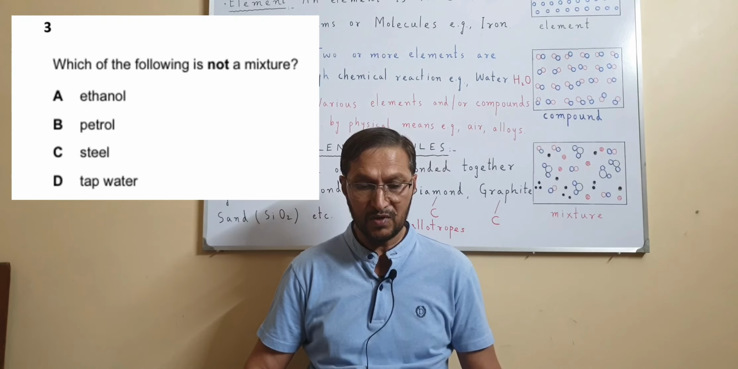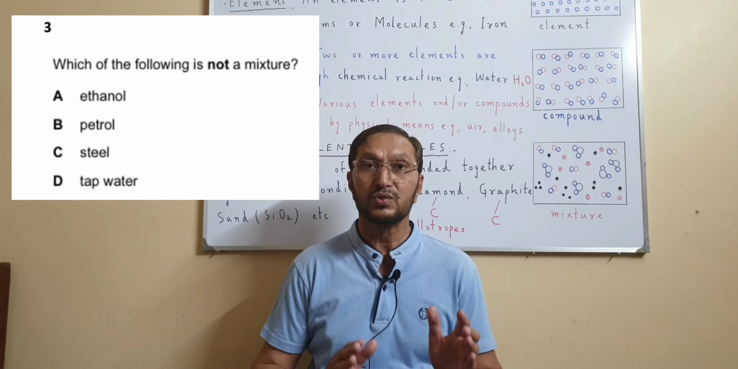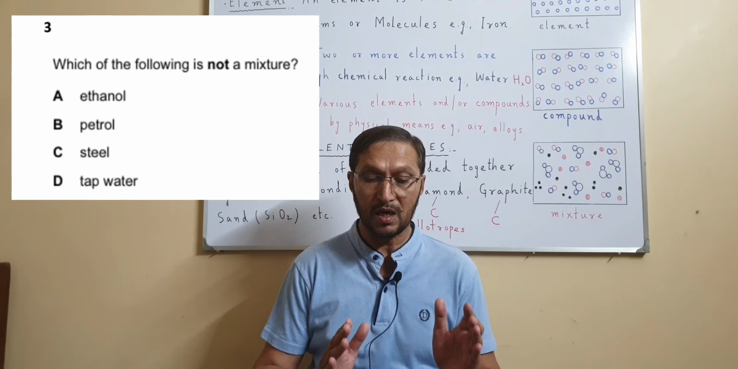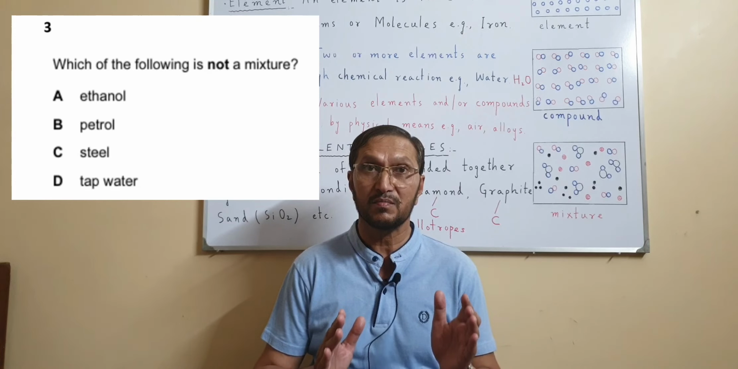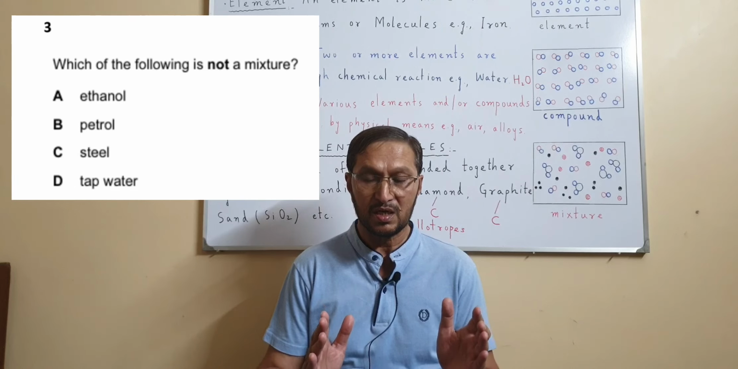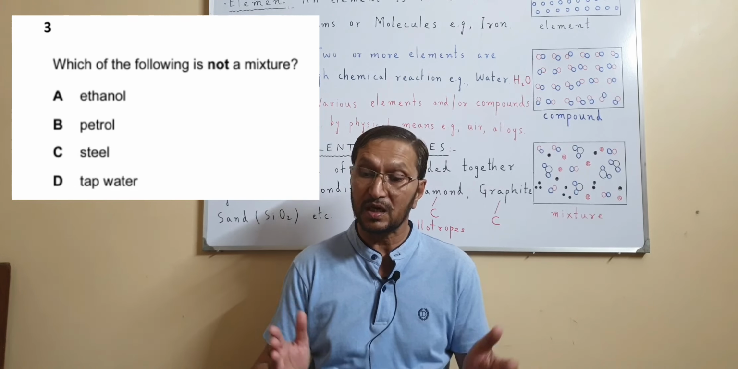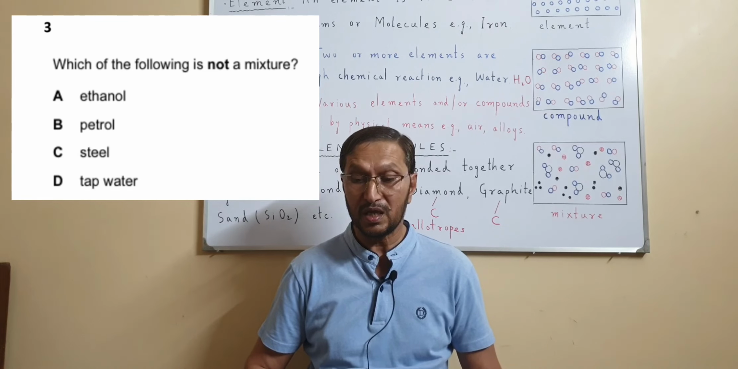Next, which of the following is not a mixture? Ethanol, petrol, steel and tap water. So ethanol is a compound. Ethanol is not a mixture, while petrol is a mixture, steel is an alloy, it's a mixture, and tap water is a mixture. So it is option A.